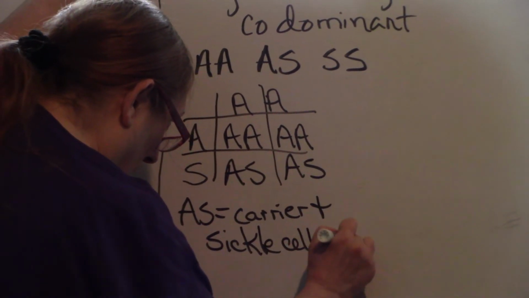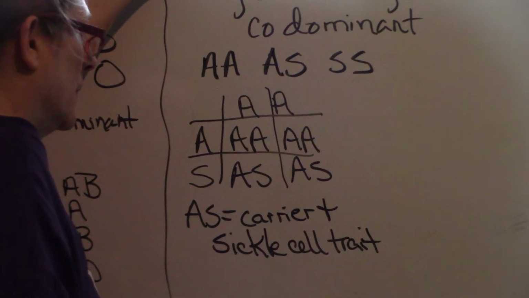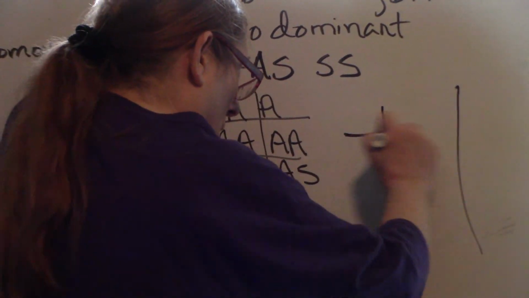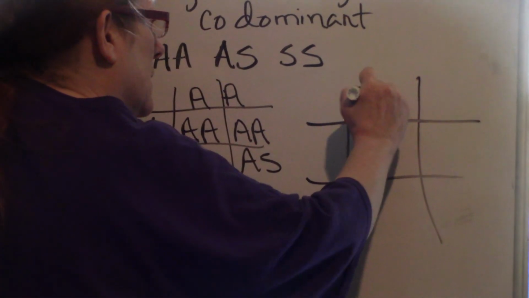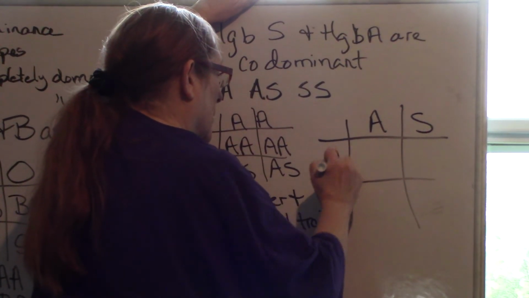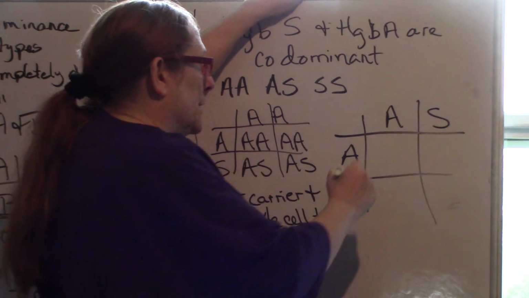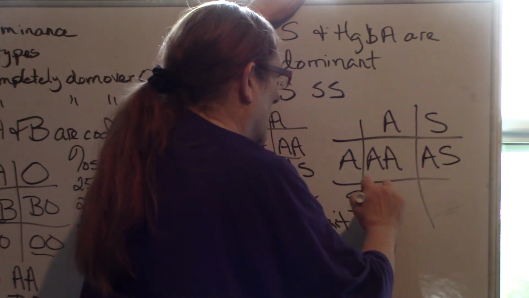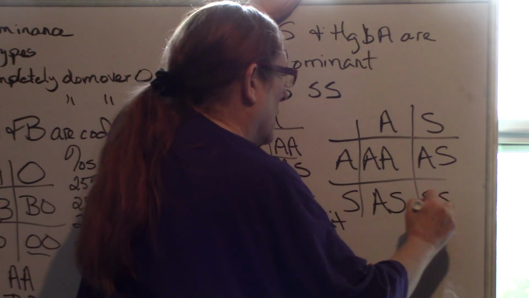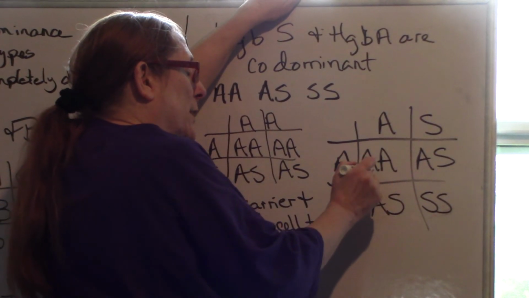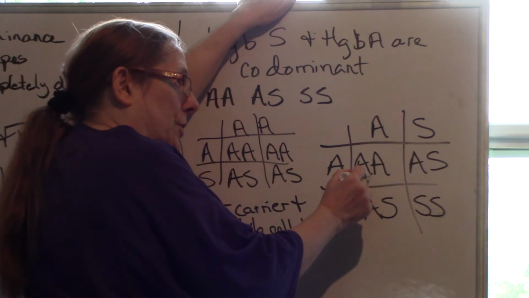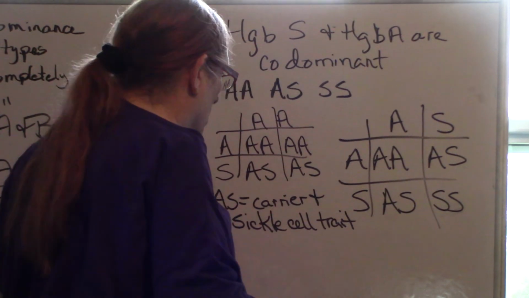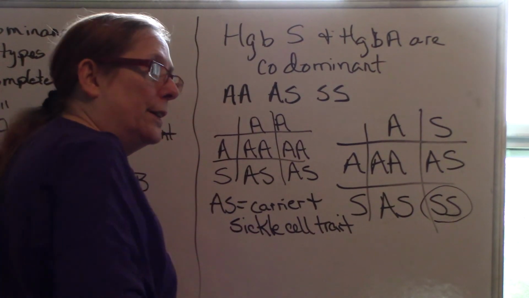Okay? Now, if we take two people who have the trait, so they are not sick with sickle cell anemia, there's a 25% chance that they are just hemoglobin A, a 50% chance that they have both, and a 25% chance that they just have hemoglobin S. This is sickle cell anemia.